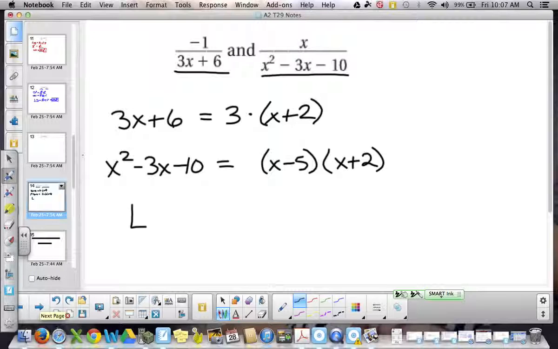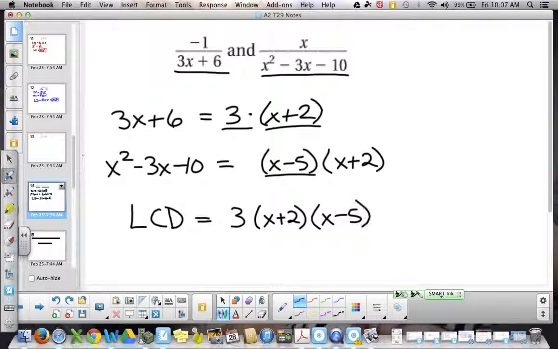So the LCD for these two denominators: we have a 3 here, and then we have an x plus 2 in both of them, but both are just to the first power, so the highest power we have of it is x plus 2. And then we have an x minus 5. So that would be our LCD, 3 times x plus 2 times x minus 5. Now, we could multiply that out as a polynomial, but with binomial factors, it's certainly okay to leave that in factored form.